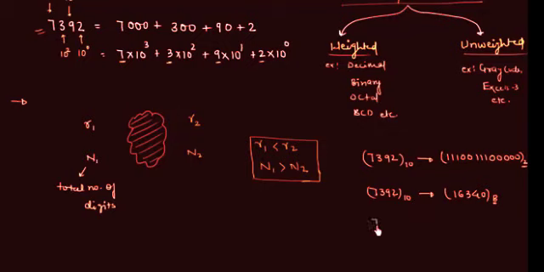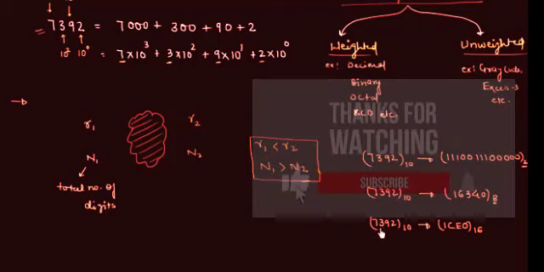Now we will represent the same quantity in hexadecimal. In hexadecimal, it is equal to 1CE0. This is in hexadecimal. Now there is one important thing that you can see. Here we have 4 digits, and in this case also we have 4 digits. So we can say that N1 is not strictly greater than N2, but they can be equal.